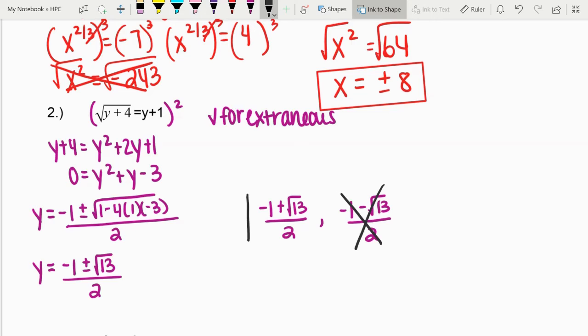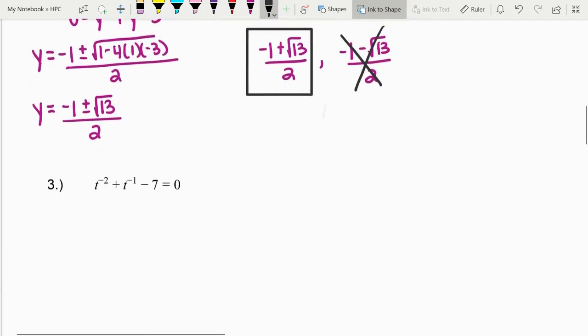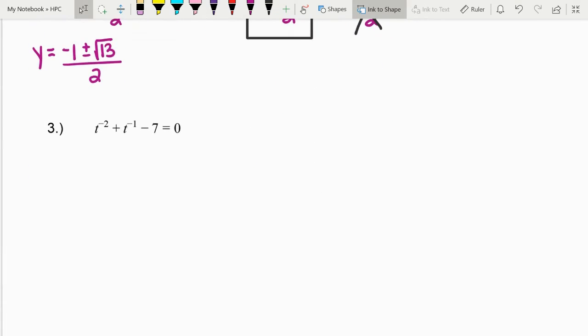If you went ahead and paused, you would find that the only solution that is valid is negative 1 plus the square root of 13 divided by 2. Our second solution is not valid and it is extraneous. Okay, moving to number 3. I am going to go ahead and multiply both sides of this equation by t squared.